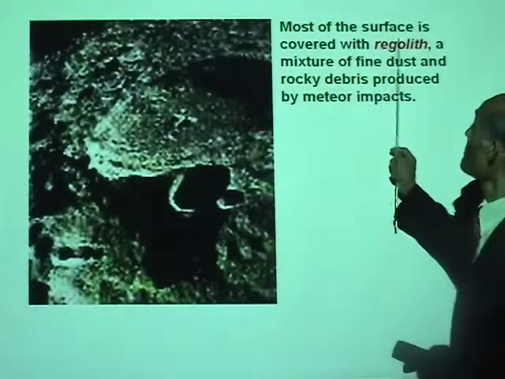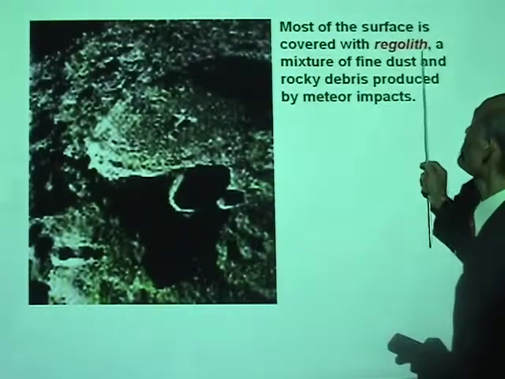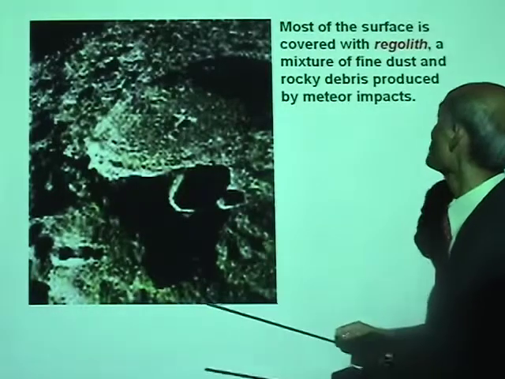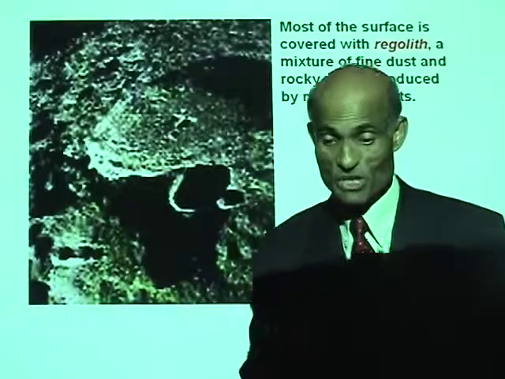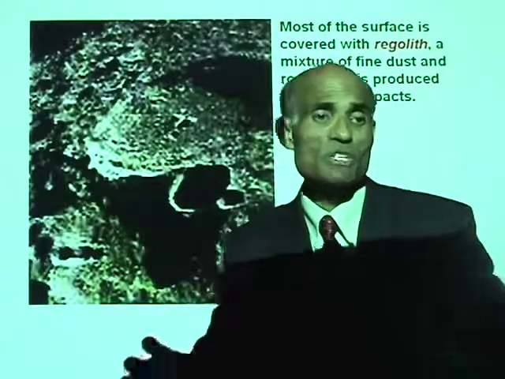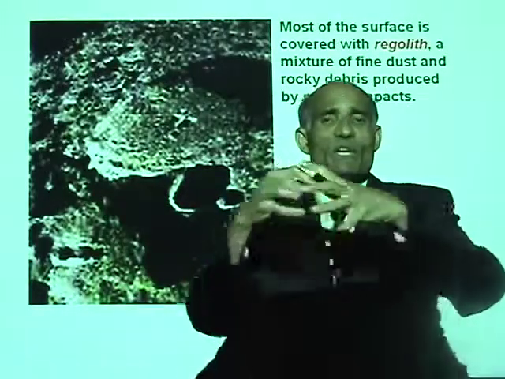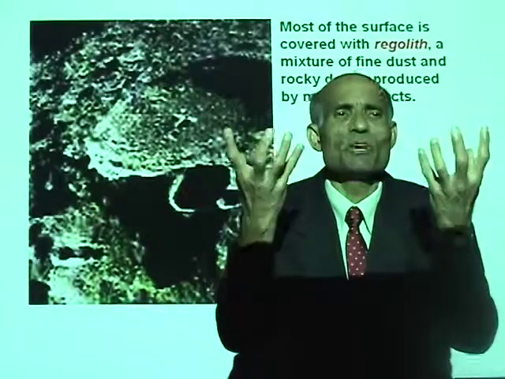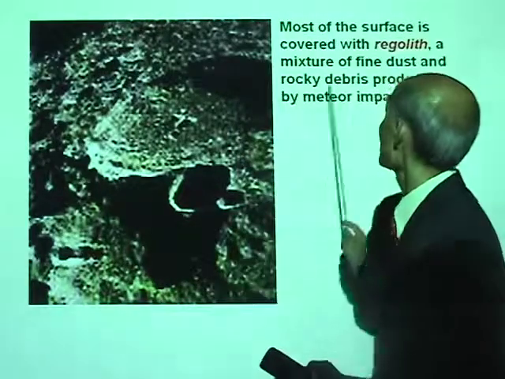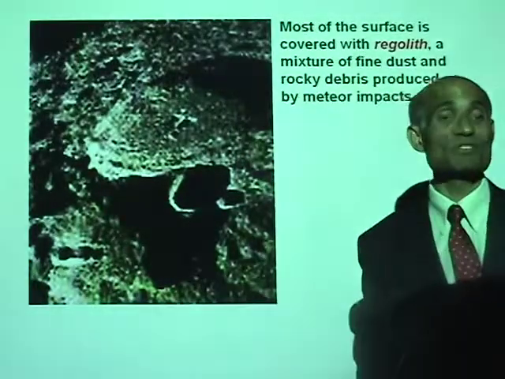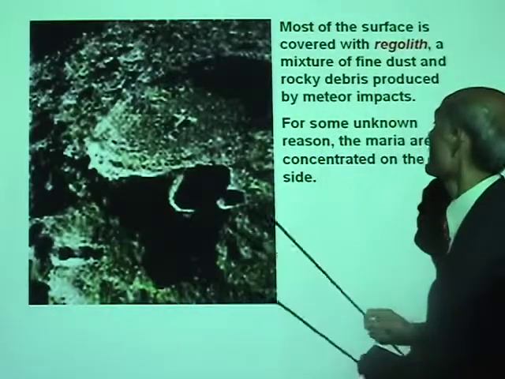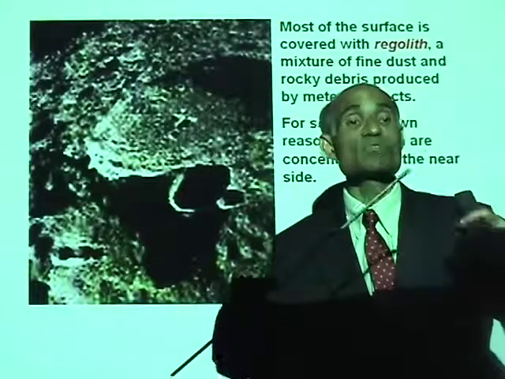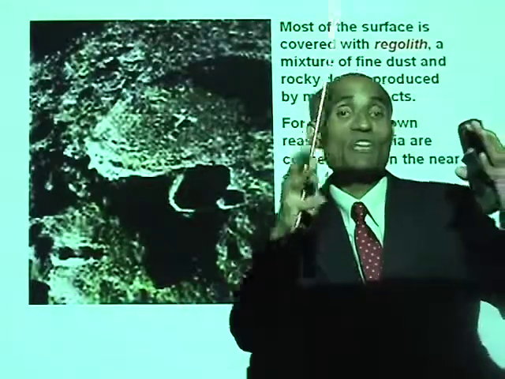Well, most of the surface is covered with a substance called regolith, a mixture of fine dust and rocky debris produced by meteor impact. You see, as the meteor impacts the surface, it pulverizes the surface, making everything into fine powder. And that substance is called regolith. In fact, most of the surface of the moon is composed of that regolith. For some unknown reason, Maria, which is the darkest side, is on the near side.